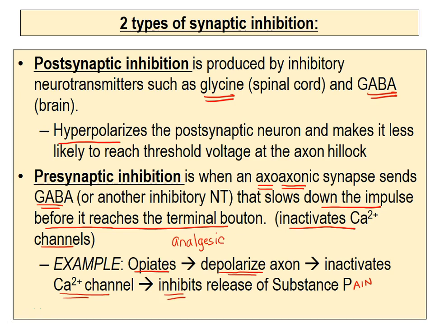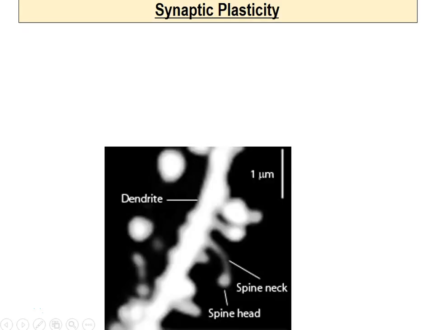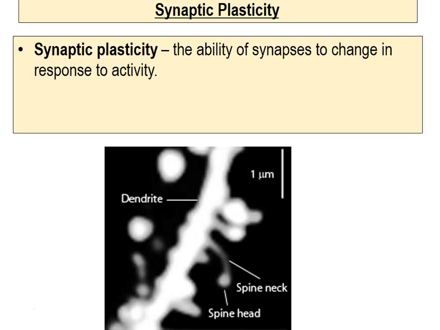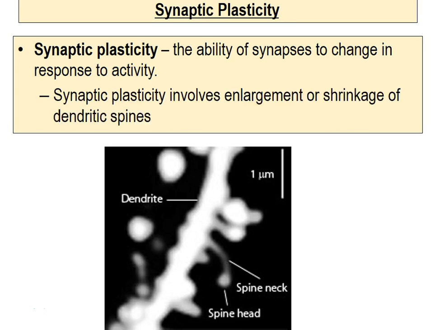Let's switch gears and talk about the topic of synaptic plasticity. Synaptic plasticity refers to the ability of synapses to change in response to activity. It has been found to be due to neurotransmitters, which is why it is part of this lecture. It can also involve enlargement or shrinkage of dendritic spines, which is kind of seen in this picture, these outgrowths of the dendrite.